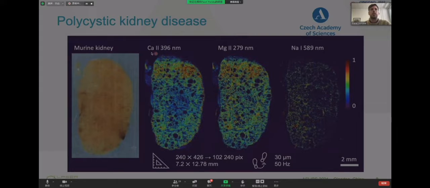What you can see here is polycystic kidney elemental imaging. Here you can see a simple optical image of the sample. You can see that it's hardly distinguishable from the paraffin outside of the kidney. Here we are using a 30 micron spot size and 50 hertz repetition rate, so you can consider this quite fast mapping, and the size of the map is over 100,000 pixels, meaning spectra. You can see the distribution of calcium, magnesium, and sodium, and you can see that the distribution is changing with respect to position in the kidney.